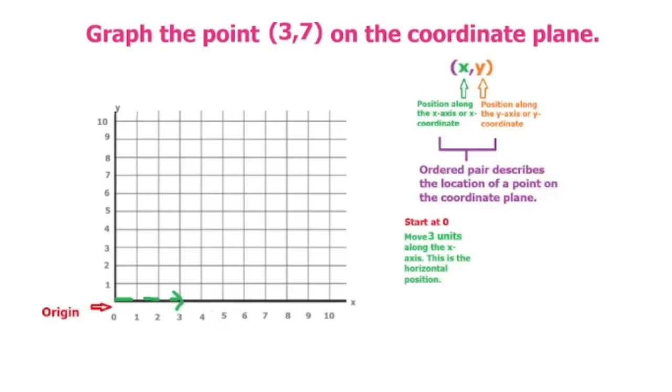Then from there we move 7 units up vertically. That's the y-axis, right? So move 7 units along the y-axis. This is the vertical position. So 1, 2, 3, 4, 5, 6, 7. And you stop here. So what point is that? That is the point (3, 7).